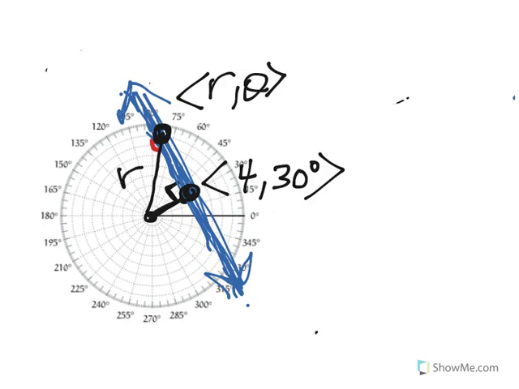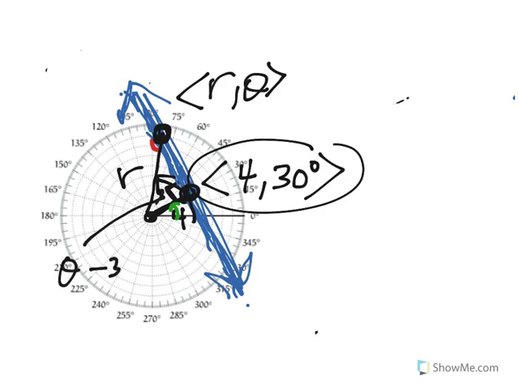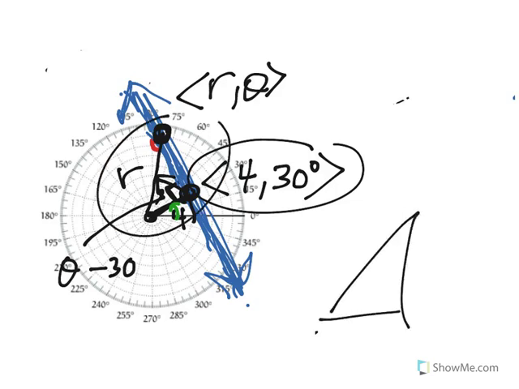And this segment here, this short one, is length 4, because this is the point 4, 30 degrees. Now theta, the angle, goes all the way from here to here. But if I just go from here to the line, that's 30 degrees. So this angle here is theta minus 30. We're trying to find a relationship between r and theta, and this is going to allow us to do it. If I take this triangle and put it sideways for a second, I have theta, r, 4, and theta minus 30. And it's a right triangle.